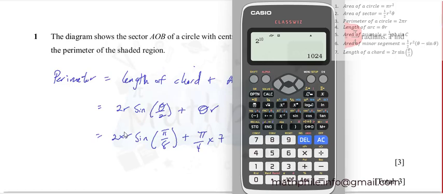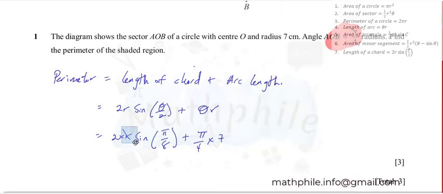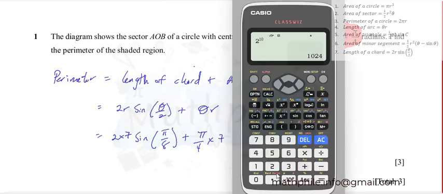I have to change this one to 7, not R. Since the radius is 7, let's use 7 instead of R. So this becomes 2 multiplied by 7 sine of pi over 8, plus pi over 4 times 7. And that's a 3-mark question, so it shouldn't be that complicated. And the answer we get is 10.855.